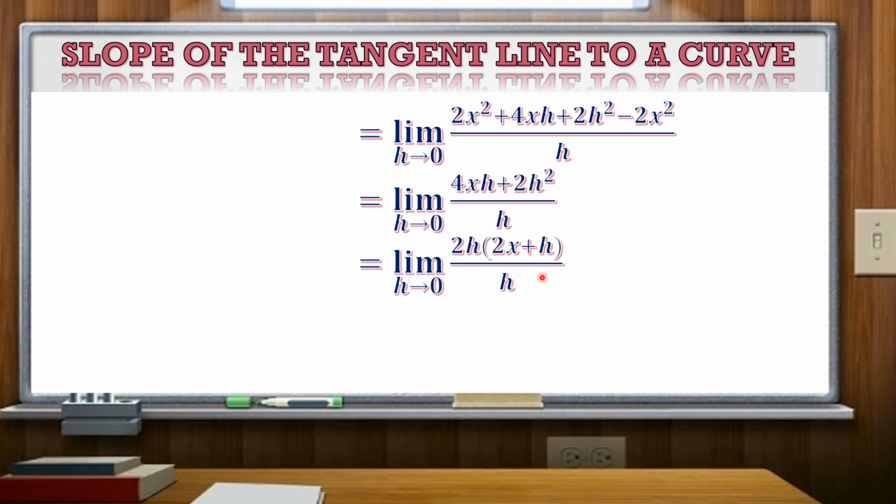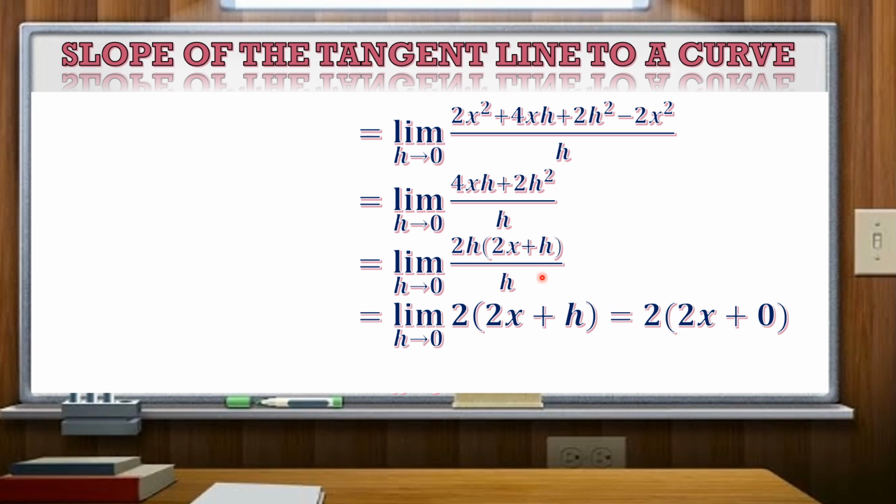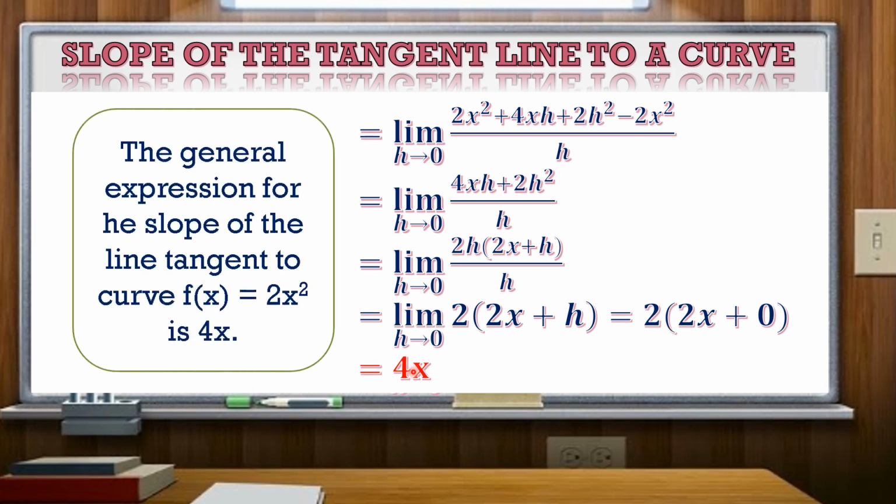Okay? Copy yung h, cancellation. So makakancel yung h, may iwan si 2. Then your 2x plus h. Dito na papasok yung substitution ng h. Okay? Approaches 0. So lahat ng h magiging 0. So we get 2 times 2x plus 0, or simply that is your 4x. Therefore, the general expression for the slope of the line tangent to the curve of your function is equal to 4x. So ito yung slope of the line tangent to your 2x squared.